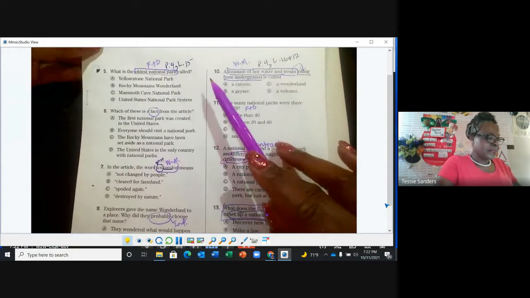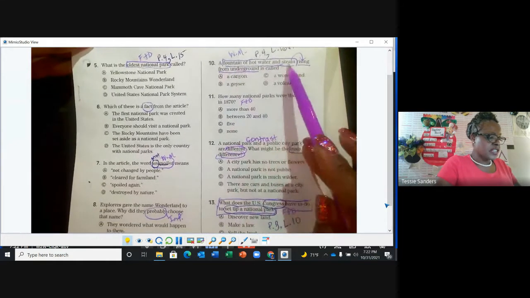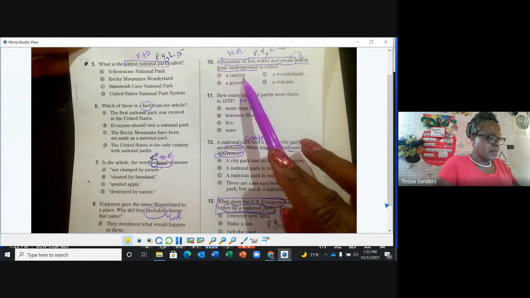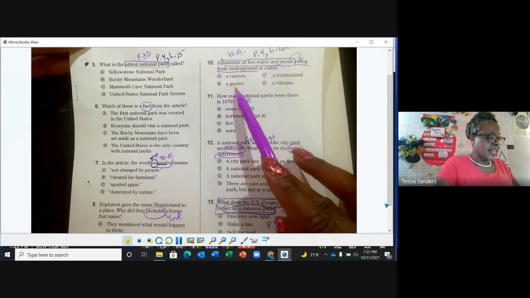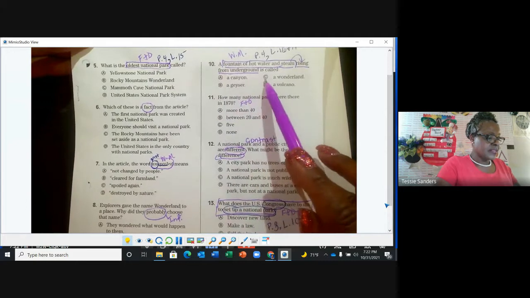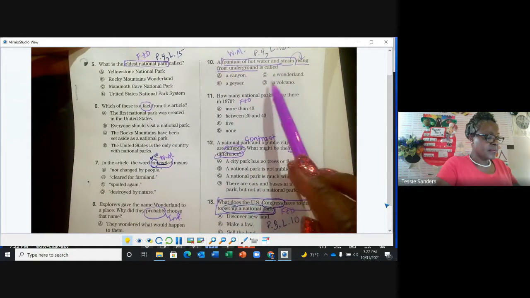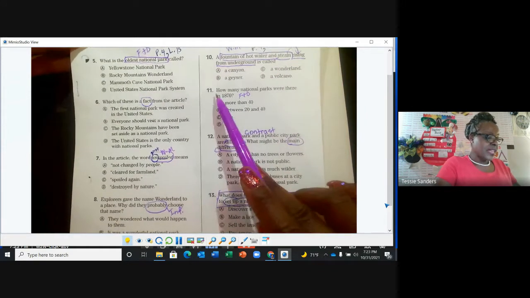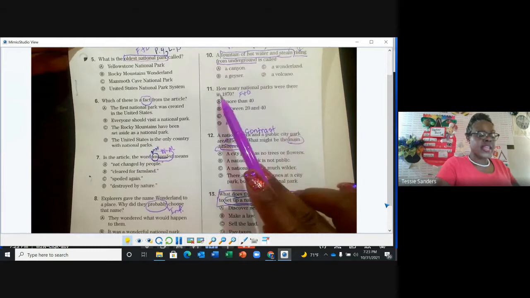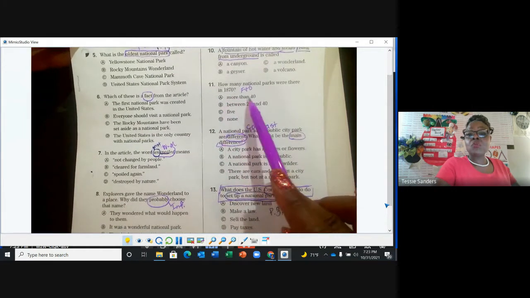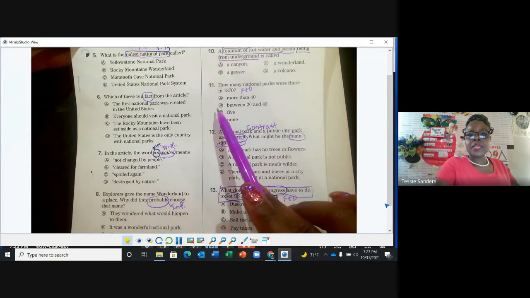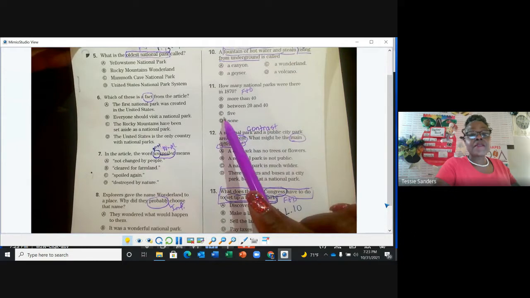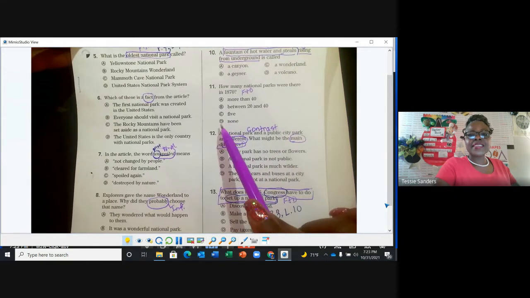10, a fountain of hot water and steam rising from underground is called A, canyon. B, a geyser. C, a wonderland. D, a volcano. 11, how many national parks were there in 1870? A, more than 40. B, between 20 and 40. C, 5. D, none.